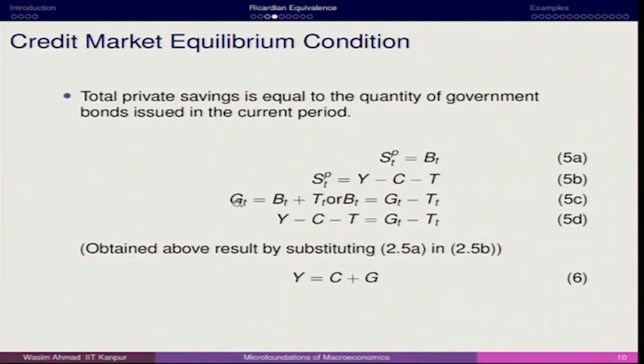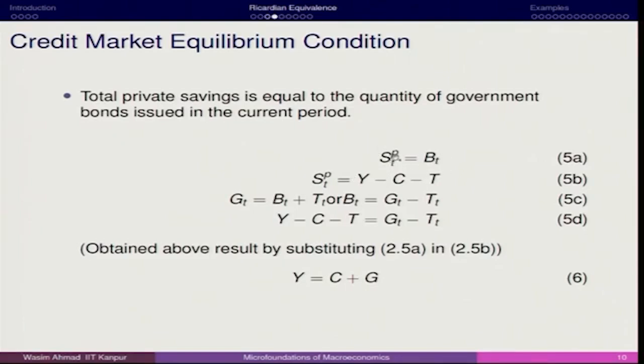So, here we have GT is equal to BT plus TT, or BT is equal to GT minus TT, right. So, here we have a Y. If I write this equation GT is equal to BT plus TT, I can also write BT is equal to GT minus TT, right. Now, here I have a Y, let's work out with this equality condition.